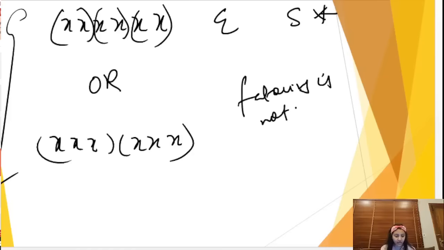Factoring is not unique, but the string definitely belongs to my S star because we can definitely make factors of this particular string that belong to my S. So naturally this will belong to my S star, but here the factoring of this particular string is not unique.